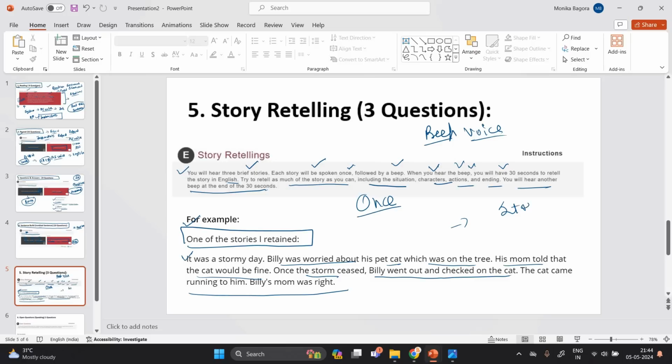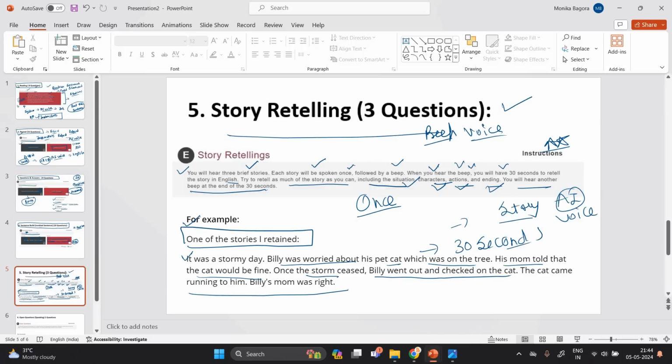Basically, first the story will be spoken by them, okay, or we can say by an AI voice. You have 30 seconds to retell the story. Include the important points, what they have to mention in the story, including the situation, character, actions, and ending. This is the important instruction for the storytelling. There are 3 questions, 3 brief stories will be there. You have to retell the story. Okay. But not exactly, you have to add in your own language. Okay, like including the situation, character, and other things.